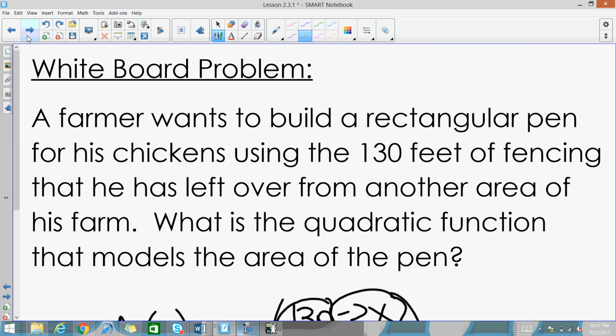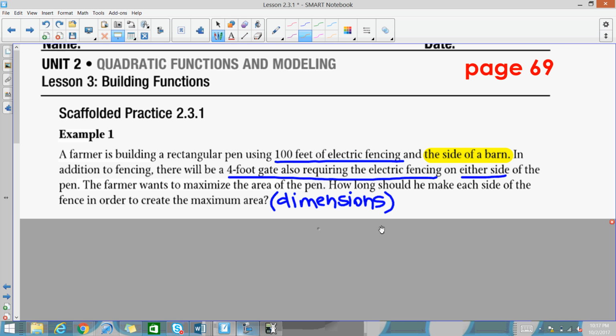All right, here we go. I got one more problem that I want to do. It's very similar to that last puppy problem. This is on page 69. You're going to read it and you're going to be like, oh my God, I totally know what's going on, but it's a little different.